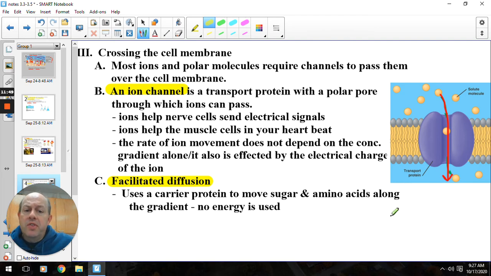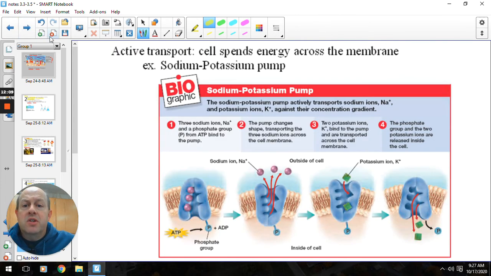We still have to go with the concentration gradient, and it doesn't cost any energy. It is passive transport, but that is going to require these special proteins to enable these particles to get across. But that's another type of passive transport.